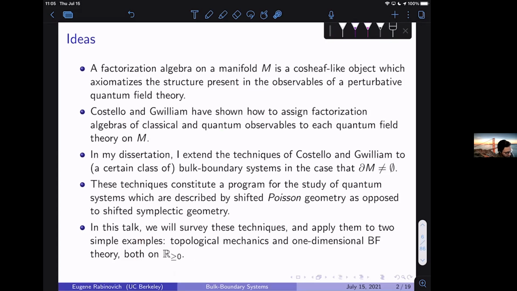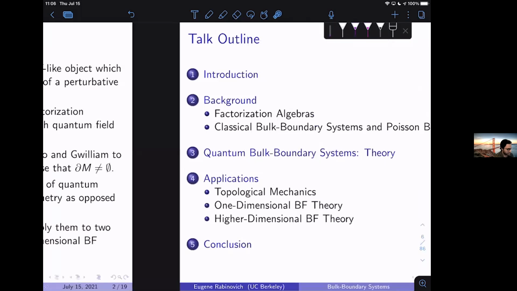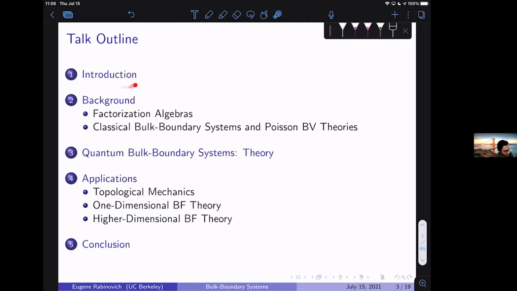Essentially what we'll see is that the quantizations of these theories using my techniques coincide with what you would expect from Ansätze that are particular to these theories. As a quick outline, we just did the introduction, then I'm going to talk about some background on factorization algebras and classical bulk boundary systems. Then I'm going to give a very quick overview of how to quantize bulk boundary systems. And then finally, we'll discuss the basic examples that I just talked about.